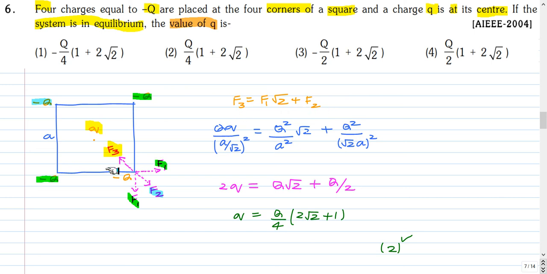F3 is between Q and q, so Qq by the distance square, the distance from the center to the corner is A by root 2. The side of the square is A, so the distance of the diagonal is root 2 times A, and half the diagonal is A by root 2. And F1 is Q square by A square into root 2, and F2 is Q square by the distance square, and the distance is the diagonal, which is root 2A square. So simplifying, we get small q as capital Q by 4 into 2 root 2 plus 1. So the correct option is option 2.